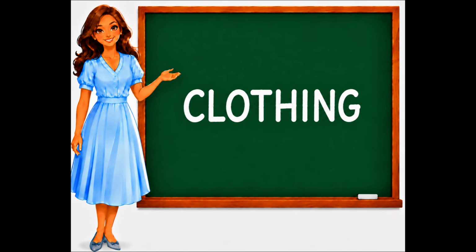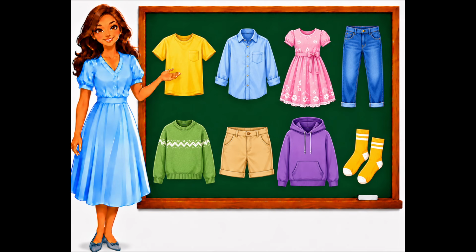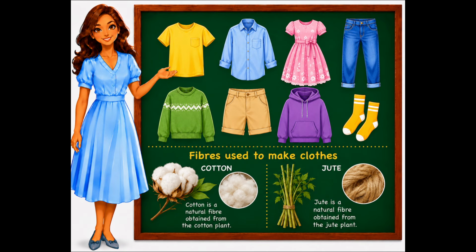Clothing. Clothes are made using different types of fibers, but the fibers that we get from plants are cotton and jute.